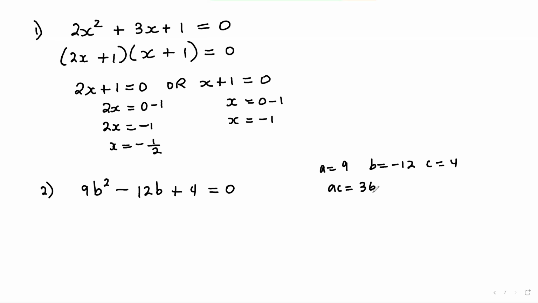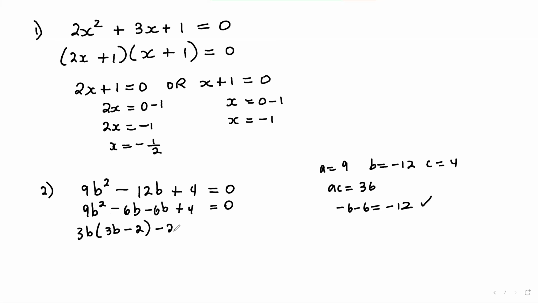Well, I think I could use minus 6 by minus 6, because minus 6 take away 6 is equal to minus 12, so it satisfies this condition. And then minus 6 times minus 6 is 36. So writing it out, it will be 9b squared minus 6b minus 6b plus 4 is equal to 0. And then 3b by 3b minus 2, minus 2 by 3b minus 2 is equal to 0.